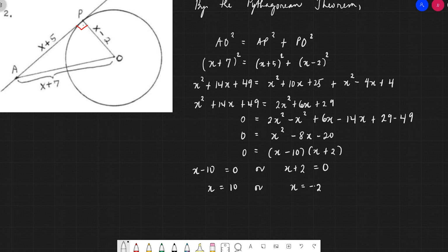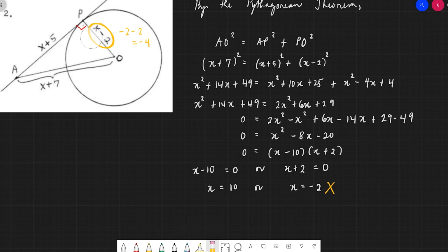But of course, we cannot accept negative 2. Why can't we accept negative 2? Because it will not be a length. If x is negative 2, then x minus 2 will become negative 4, which is not possible. Therefore, x is equal to 10.